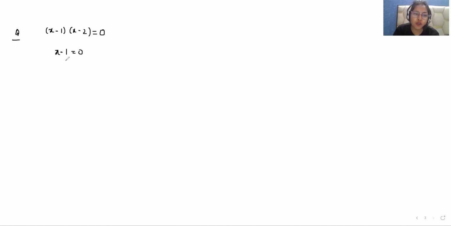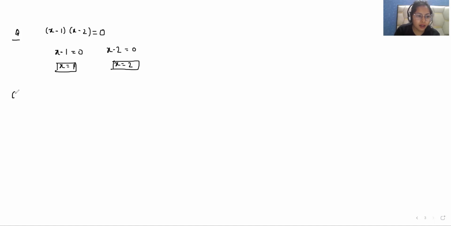What can we put in place of x to make the expression 0? So x minus 1 equals 0, so x equals 1. That means when we put x equal to 1 in this equation, it becomes 0. Now consider the second bracket also: x minus 2 equals 0, that means x equals 2. So these are the two values of x for which the equation becomes 0, that is x equals 1 and x equals 2.